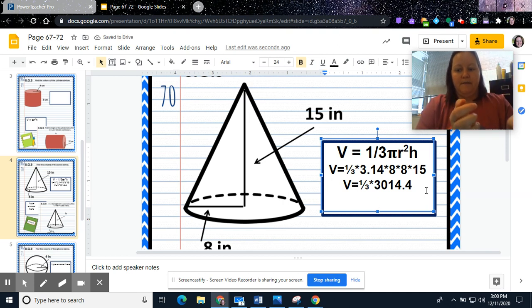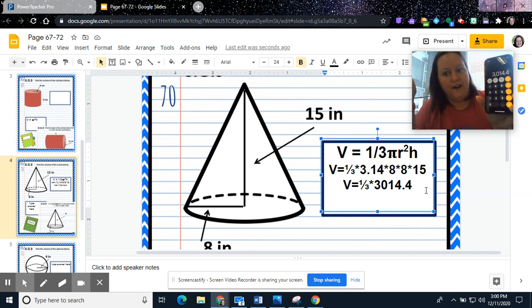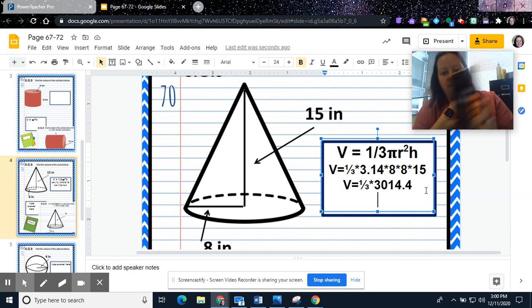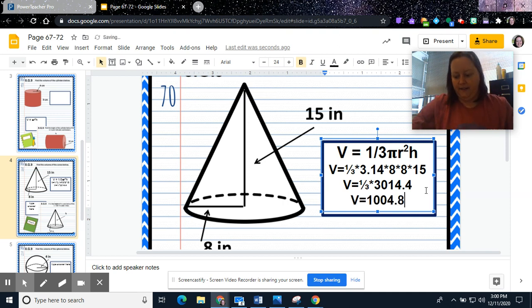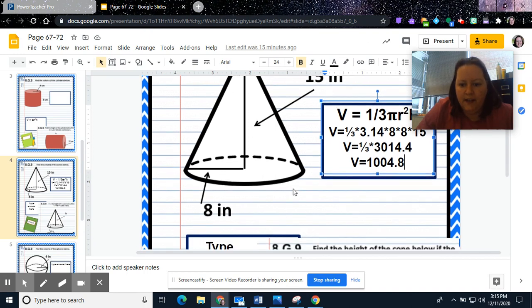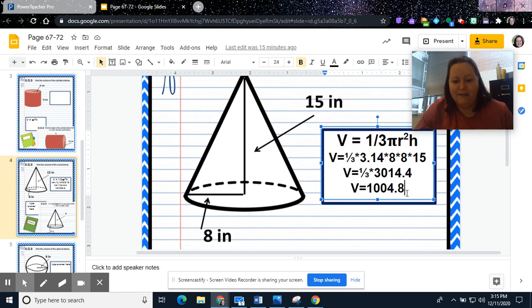Now that I have my answer, instead of worrying about the fraction 1/3, I'm going to divide by 3 because that's going to do the same thing. And I get 1004.8. So V equals 1004.8. So again, divide by 3 instead of multiply by 1/3. Since this is volume, we want to make sure we label it cubic inches. So that's going to be inches, with an exponent of 3.